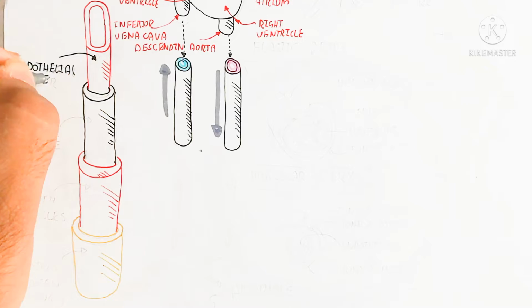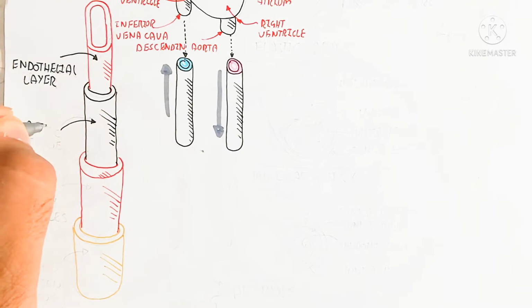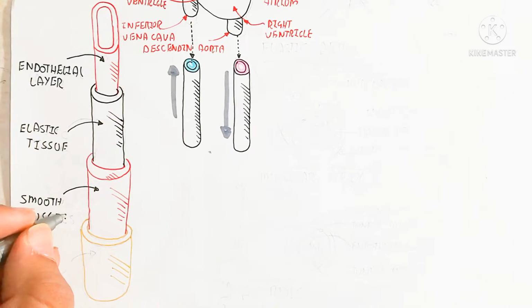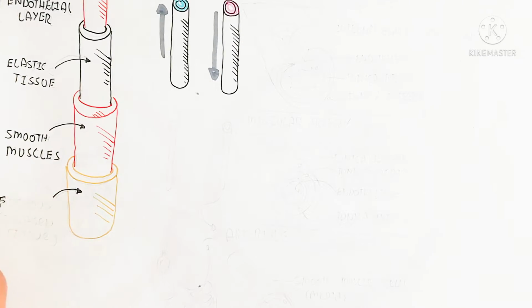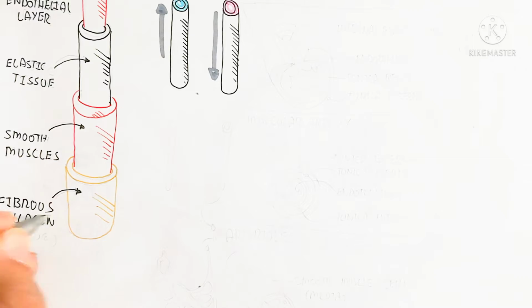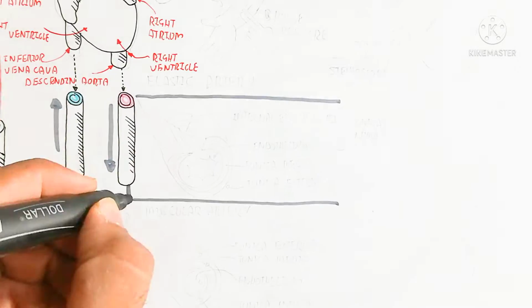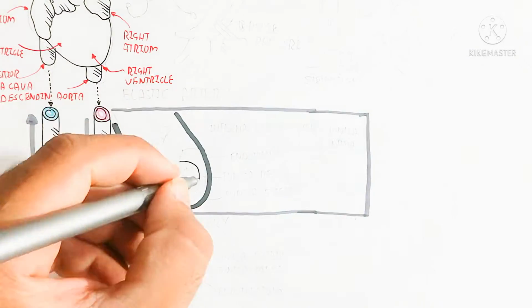So this is the endothelial layer, the innermost layer of the artery, and this is the elastic tissue, the second one, and the third one is the smooth muscle, which surrounds the elastic tissue, and the outermost layer is the fibrous collagen tissue.